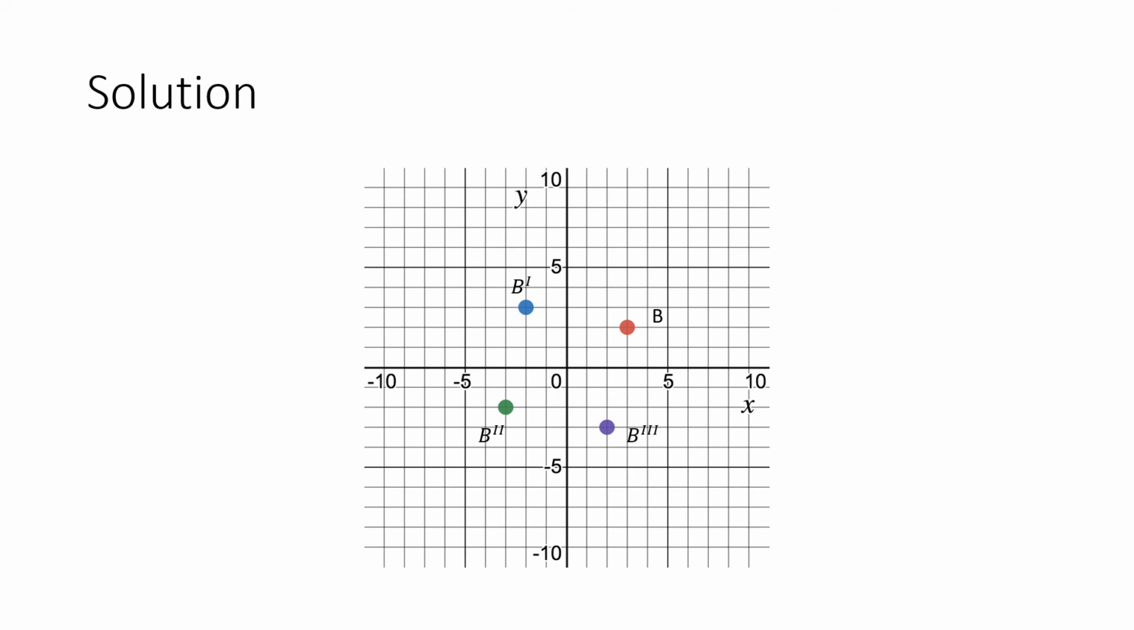Then we rotate point B 270 degrees counterclockwise. We are going to turn the paper three times opposite the clock direction. Point B triple prime ends in quadrant 4. The coordinate for B triple prime is (2, -3).